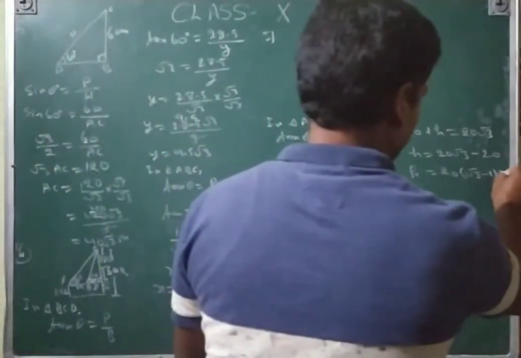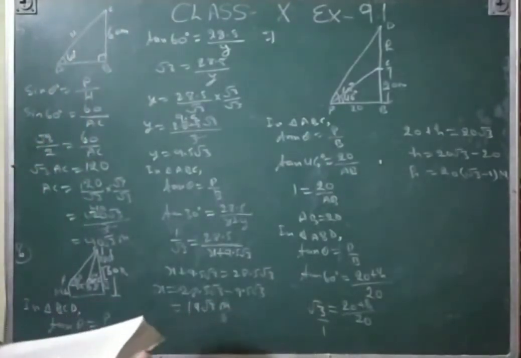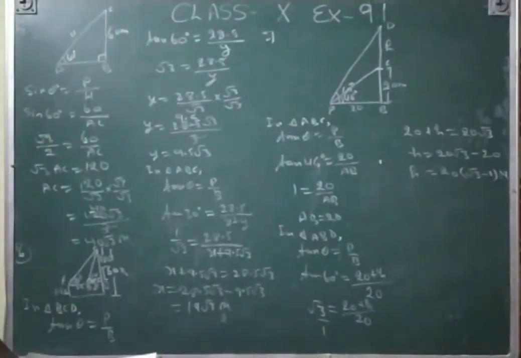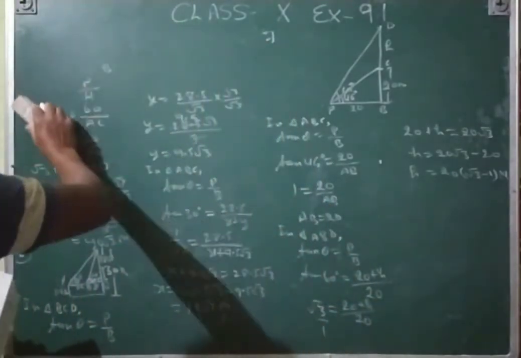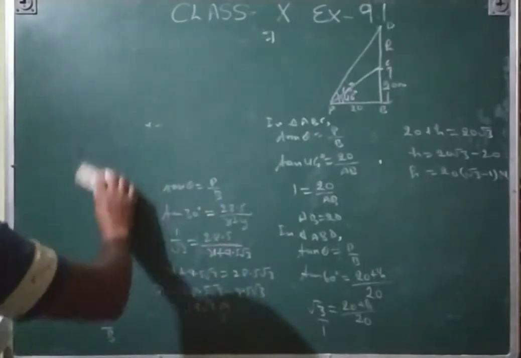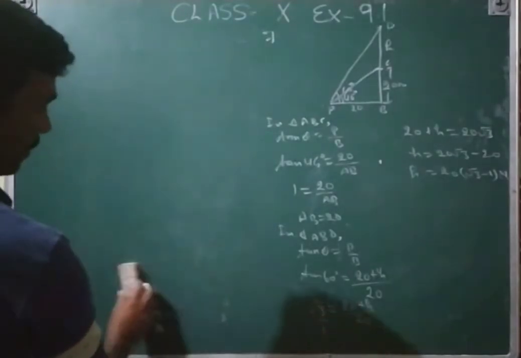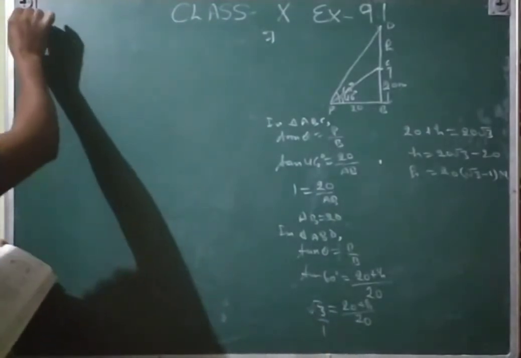That is in meters. Now the next one, the 8th question: a statue 1.6 meter tall. That is the same kind of question as this 7th question. So I will explain only here, and then after that you will solve the 8th question.